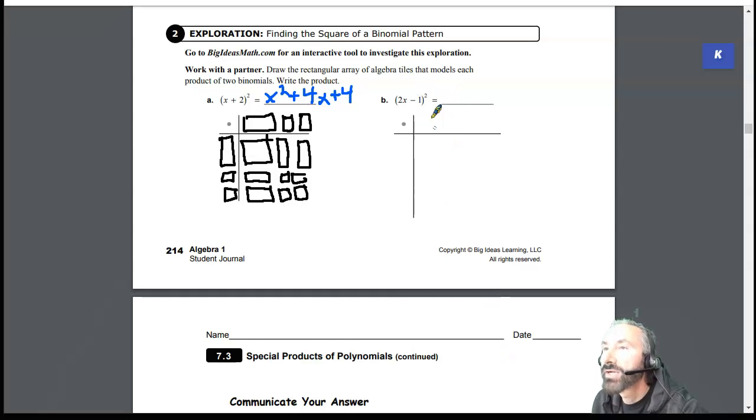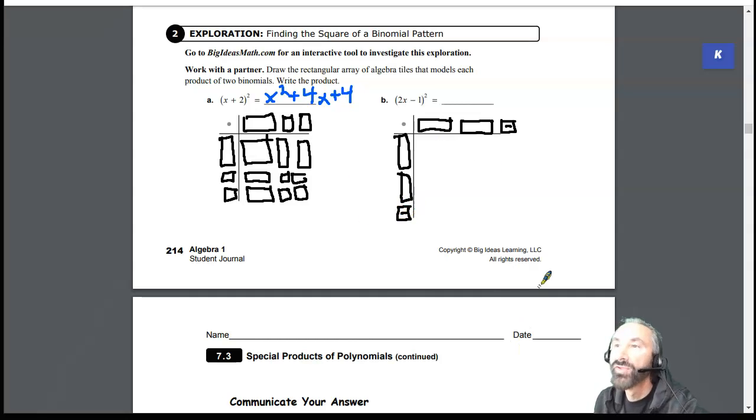Next, 2x minus 1. We're going to try the same thing. We'll go 2x, so I have to do two long skinny ones, and then minus 1. I said I would do that as red, but it's going to take too long. So positive will just be no sign, and I'll put a minus sign in the negative ones. So here we go. There's an x, another x, and a little minus 1. Now we're going to multiply this out.